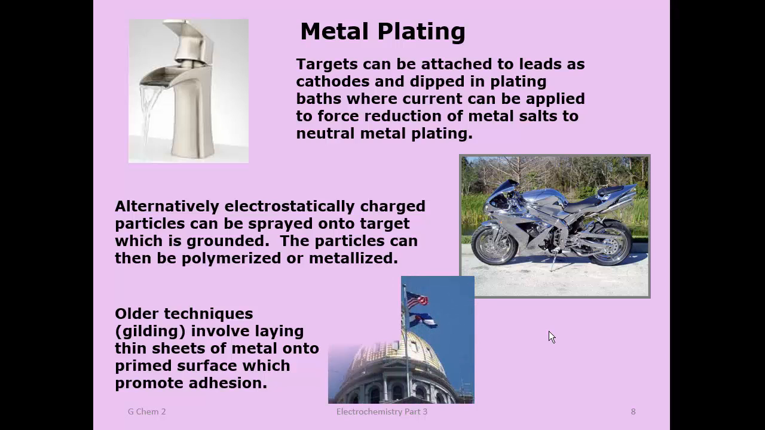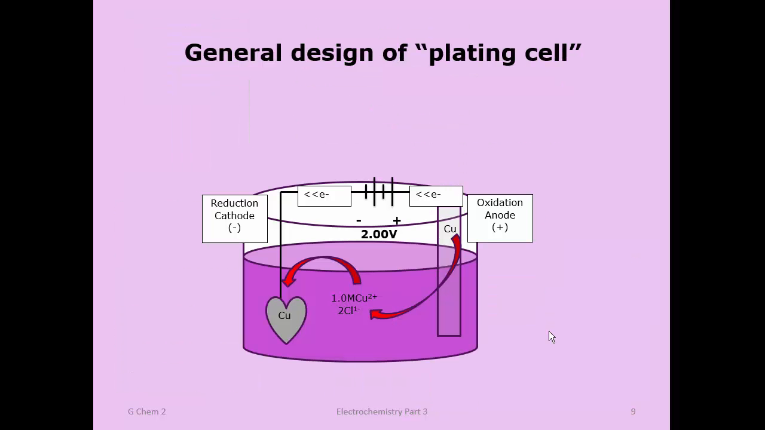But we do have older techniques, and as I understand it, the Colorado State Capitol was redone. The gold plating was done in this way, where you have a primer that interacts with a gold material as it touches the surface. There's a redox reaction that sets that in place. So I want you to understand the general design of a plating cell, just as you did with the general design of batteries.